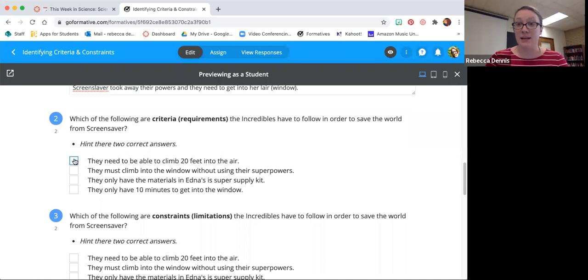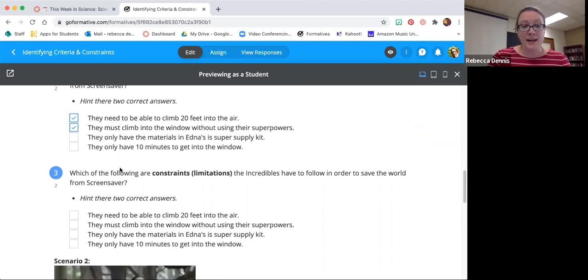They need to be able to climb 20 feet in the air. All right, they must climb into the window without using their superpowers. Okay, I'm seeing the word must. That's something that has to happen, right? So I'm going to go ahead and click on that one too. These are our 2 criteria, okay?